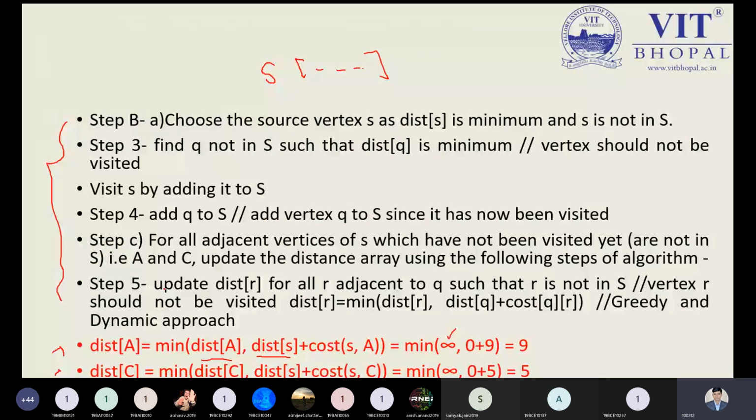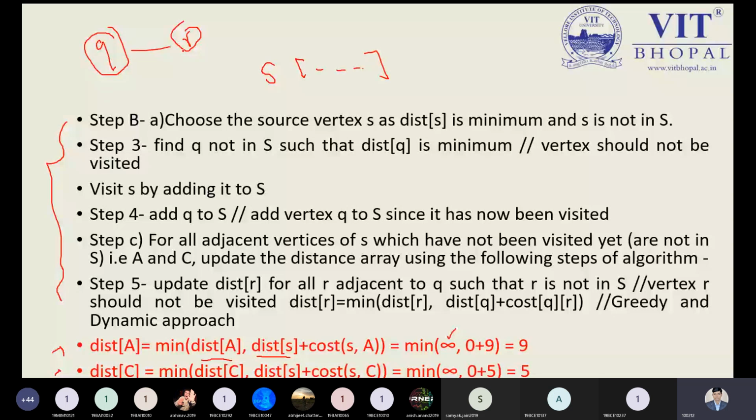So distance A, how to determine, and why are we picking A and C? Because S is directly connected to A and C. So what is the formula? Minimum of distance A comma distance S plus cost S comma A, and this distance S, how to determine? Take Q and R, like I can take the Q and R.